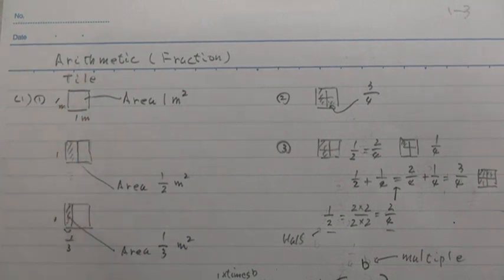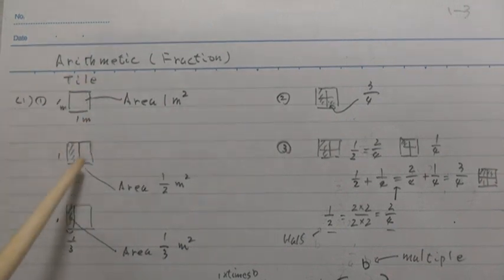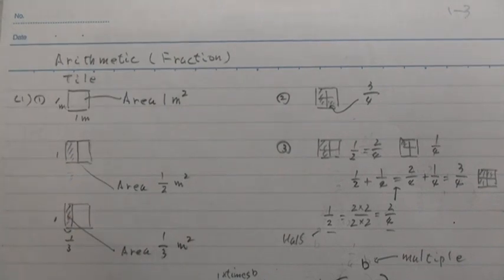And this tile has an area of 1/2 square meter, half. And this tile has an area of 1/3 square meter. Okay? These are the fractions 1/2 and 1/3.